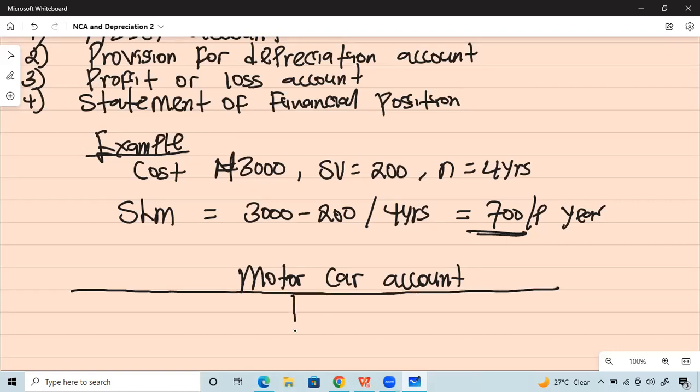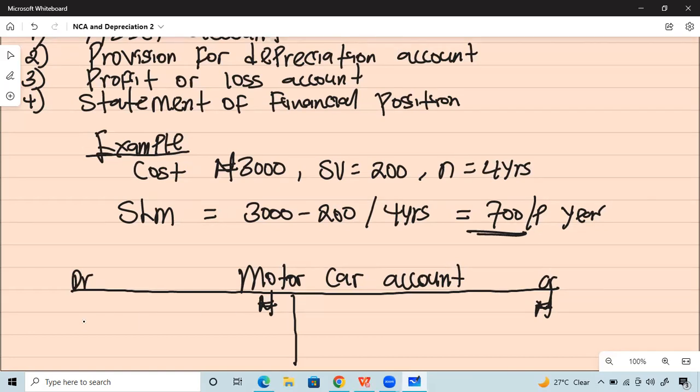So this is the ledger, the debit and the credit. What you are going to record in this particular ledger is the cost of the asset. Let's say you purchase this motor car through transfer. You transfer to this particular vendor.